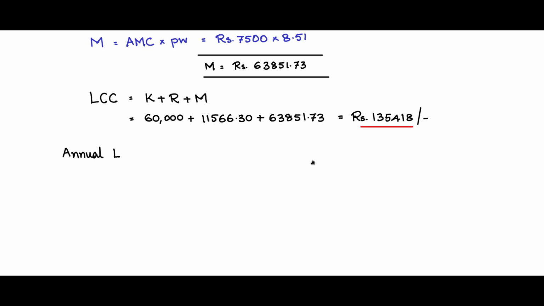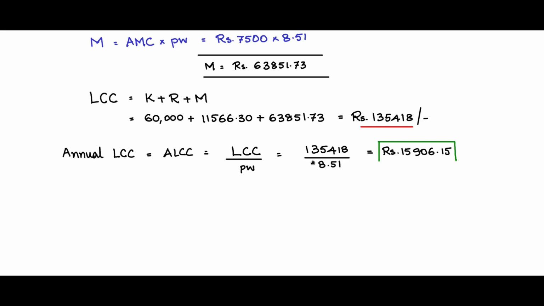So the annual life cycle cost, ALCC, is LCC by present worth. We have done this before in the previous example. Similarly, LCC value by the present worth factor will give you rupees 15,906.15. Now this is the cost that would be incurred every year for this particular system.